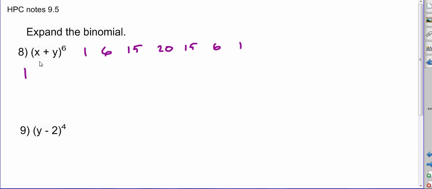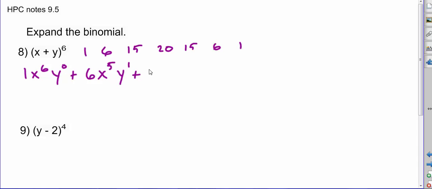So what I'm going to do is use these 7 coefficients, so starting with a 1. Then I take the first term, which in this case is just simply an x, and it goes to the highest degree, which in this case is 6. And then our y term is just to the 0 power. Then plus, and we use the next coefficient, which is of course a 6. And then our x value, what we do is we decrease the power by 1. Then we go to the second term, which is y, and we increase the power by 1. And we continue with this.